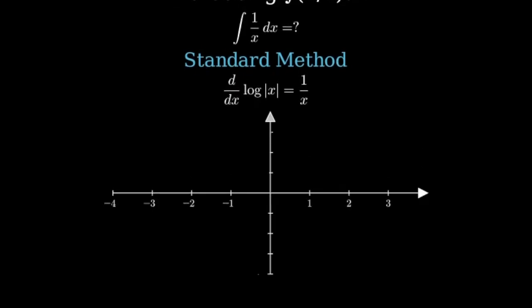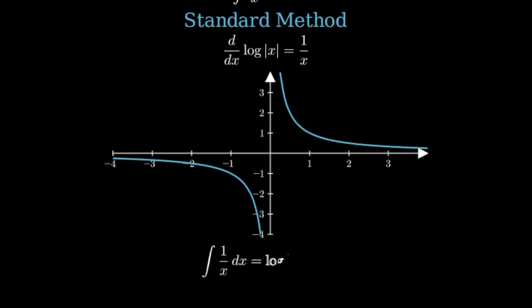Let's visualize this relationship. Here's the graph of y equals 1 over x, and here's the graph of the derivative of natural log of absolute x. Therefore, by the fundamental theorem of calculus, the integral of 1 over x dx must equal the natural log of absolute x plus c. Why do we need the absolute value?